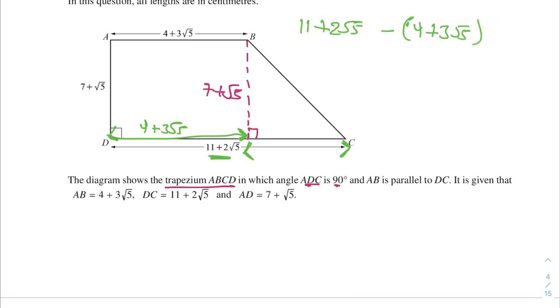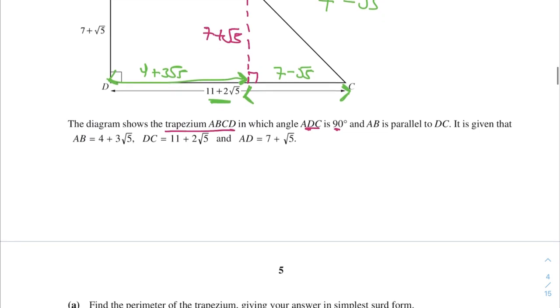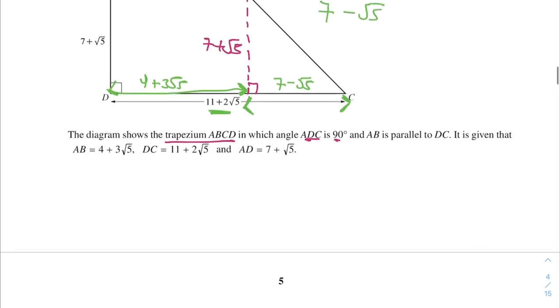So that would be 11 minus 4, and that would be 7. And then we have, check this thing out, 2 root 5 minus 3 root 5, and that's basically negative root 5. So that's the base, 7 minus this. Pythagoras theorem. So now let's find out BC. Let me do the workout here and then just go and put it down there.